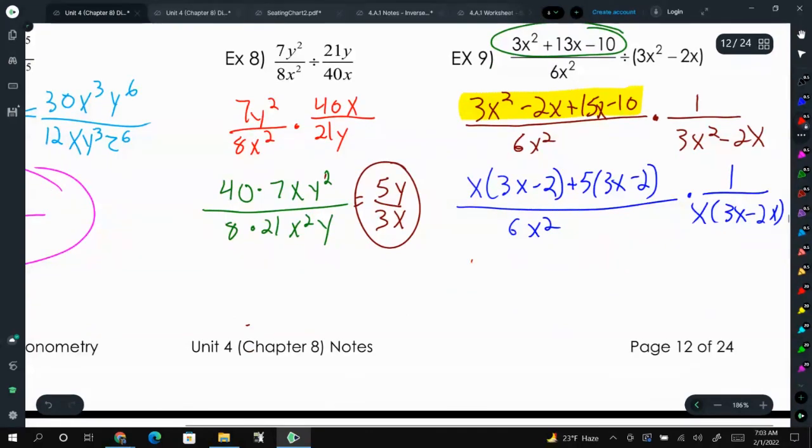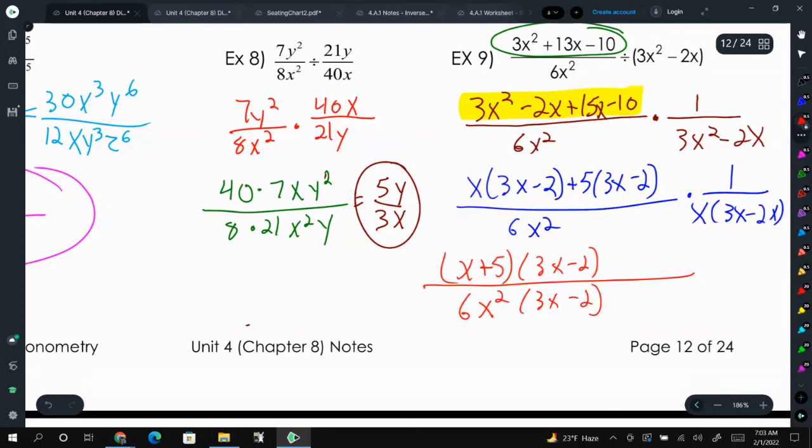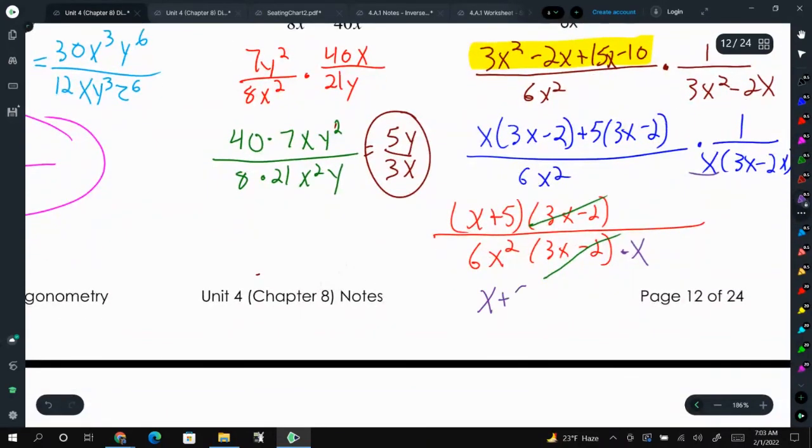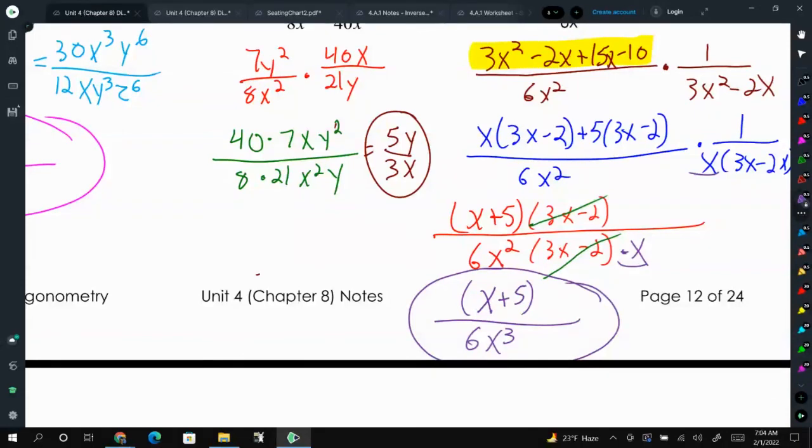Now in the numerator, I'm going to have x plus 5 times 3x minus 2 over 6x squared times 3x minus 2. Now I can cancel off these two things. Oops, I forgot the x here. So now this becomes x plus 5 over 6x to the third, because x squared times x is x to the third. And that would be our simplified answer.